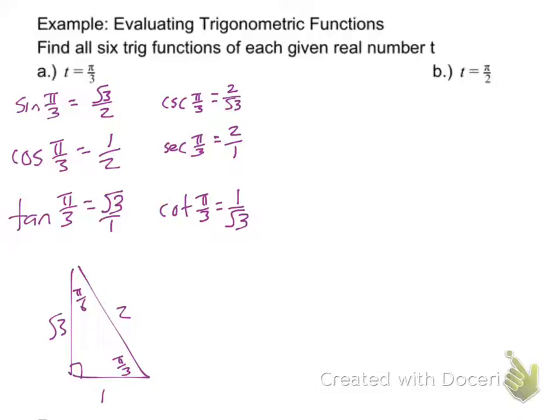Now, would I expect on a quiz for you to reduce or simplify? Yes. Don't leave the square root of 3's in the bottom. I don't necessarily like that. Try the next one on your own.